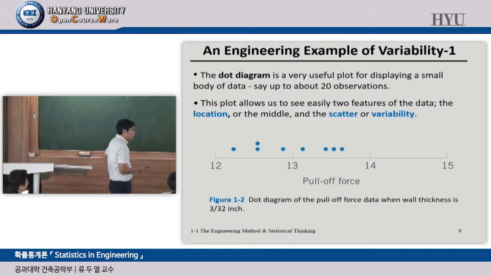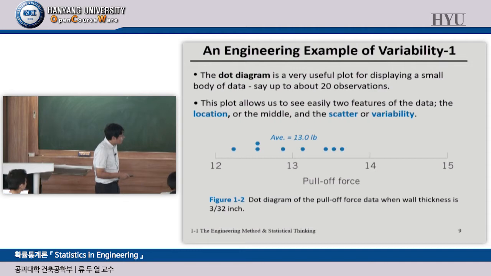And each dot indicates a data point obtained from the experiment. Based on that, we can easily determine the average value. The average value is about 13.0 pounds. And we can also see the scatterness of the data, how the data are scattered, based on this dot diagram.